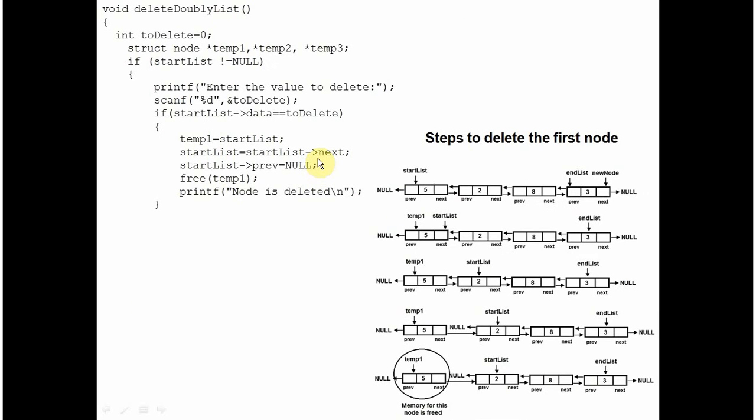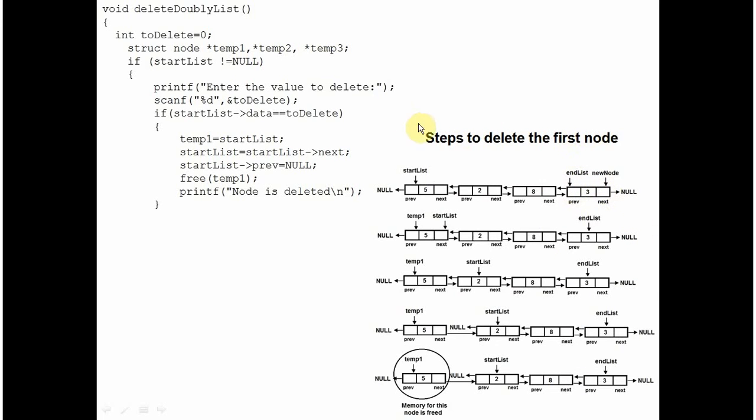This is the delete doubly list function which will delete a node from a doubly linked list. The user might delete any node from a doubly linked list. He might delete the first node of the doubly linked list. He might want to delete a node anywhere in between the doubly linked list. Or the user might want to delete the last node of the doubly linked list.